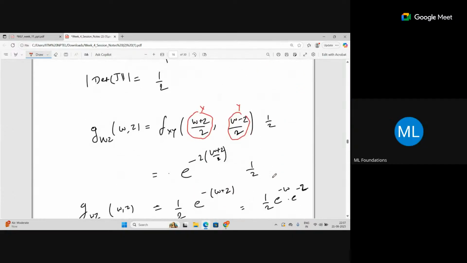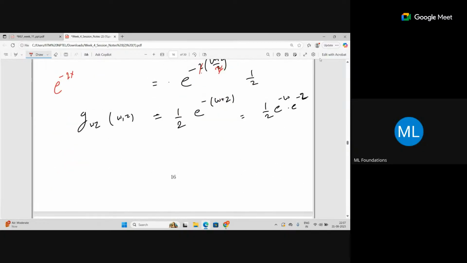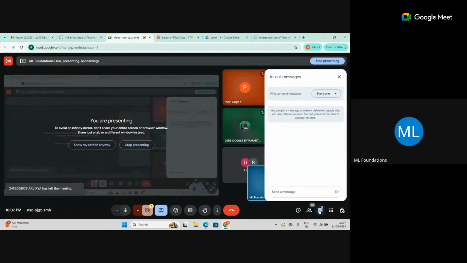I'm just plugging in here. Wherever x is there, I'll plug in (w plus z) by 2, and wherever y is there, the corresponding value. In that case, it was e to the power minus 2x, right? So 2 and x is (w plus z) by 2. This 2 gets cancelled. I hope now it is clear. Is it clear to everybody?